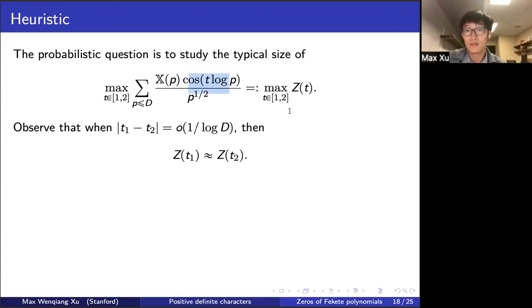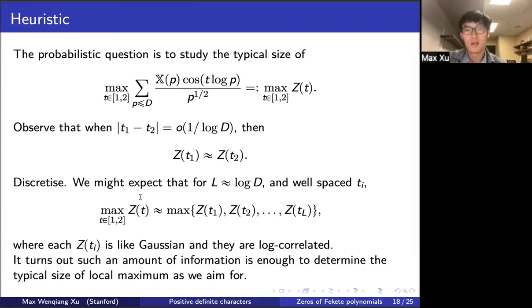Then the VT should be just the same as Z0, let's say. So that's why we have this observation. So that means we can do some discretization.